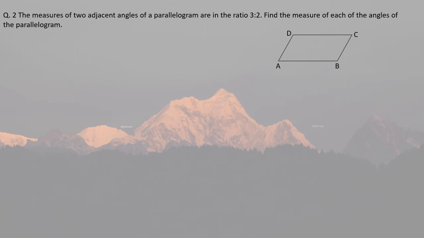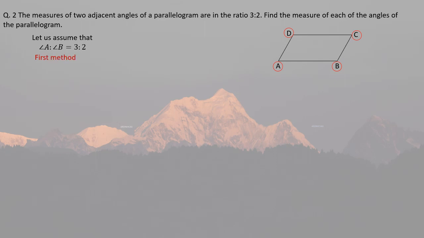A, B, C and D. AB or AD, they are called the adjacent angles. Likewise, CB, CD, they are also called the adjacent angles. Likewise, we have BC, BA, DA, DC, they are all the adjacent angles. We can take any one of them. So we are considering angle A and angle B to be the adjacent angles. Therefore, we can write angle A is to angle B equals 3:2.